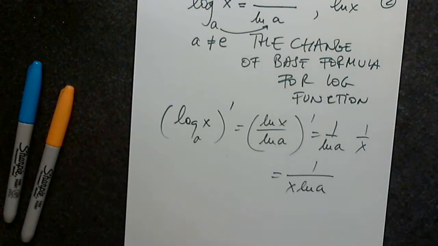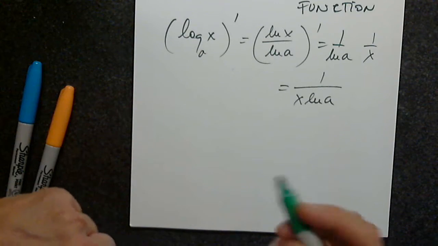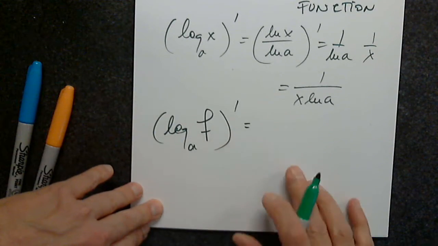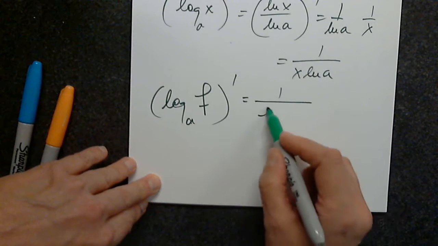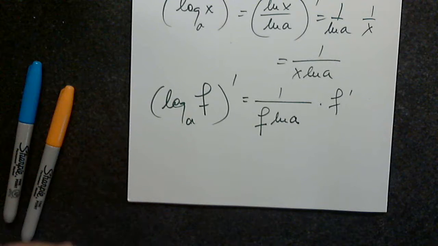Of course, the formula will extend if this is a function, right? So I have to be careful with that. So log base A of a function, prime, equals 1 over the function times natural log A, and of course times the function prime.